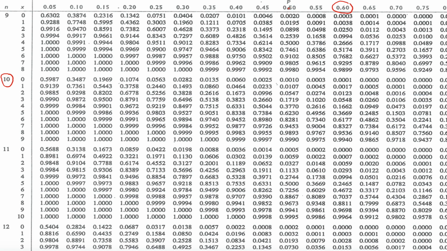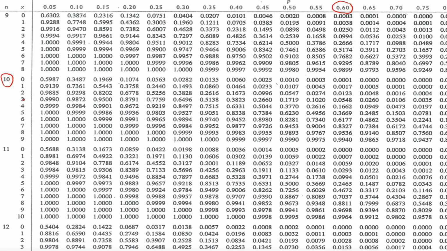They're in increments of 0.05, right? So we got the 10. That's our number of independent trials. We have the p. That's our probability of success. And the question wants the probability that our x value is less than or equal to 4.